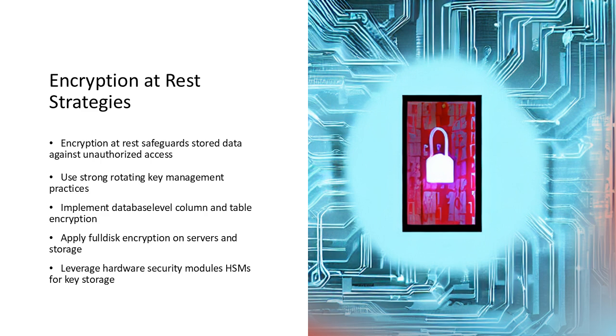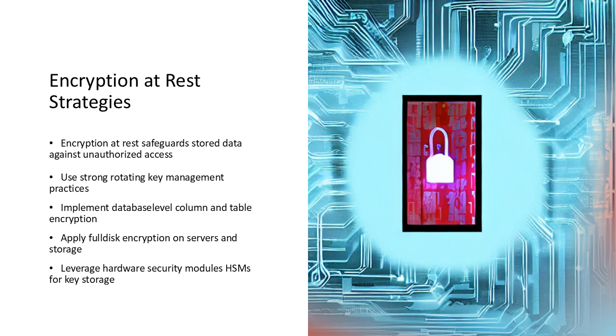Encryption at rest strategies. Encryption at rest safeguards stored data against unauthorized access. Use strong rotating key management practices. Implement database-level column and table encryption. Apply full disk encryption on servers and storage. Leverage hardware security modules (HSMs) for key storage.